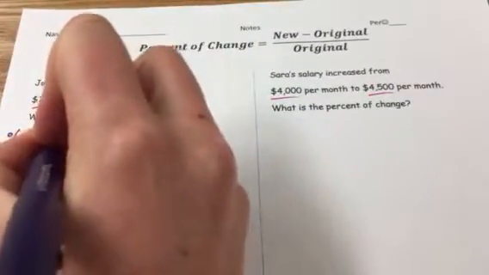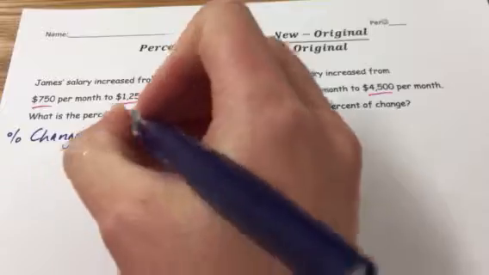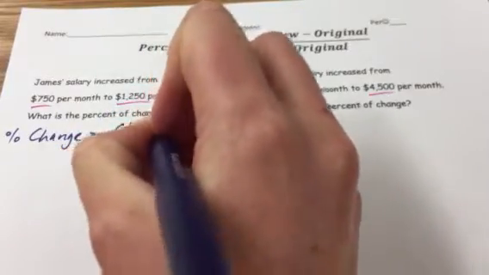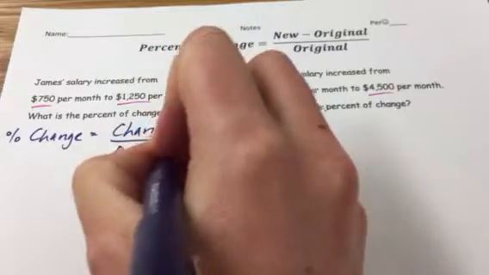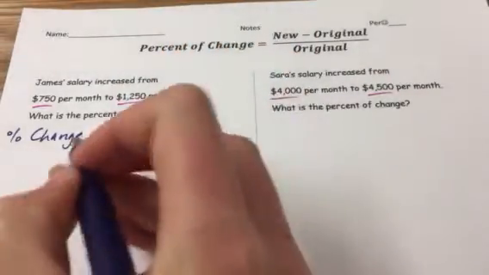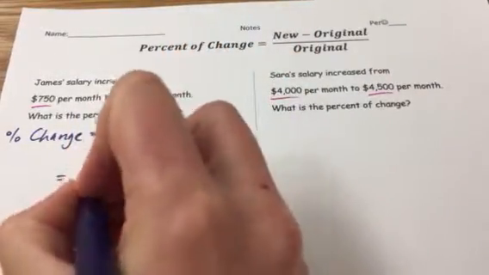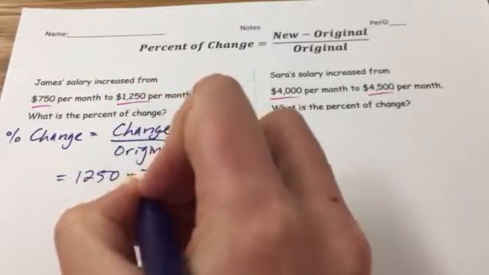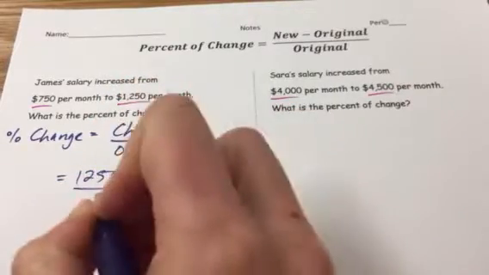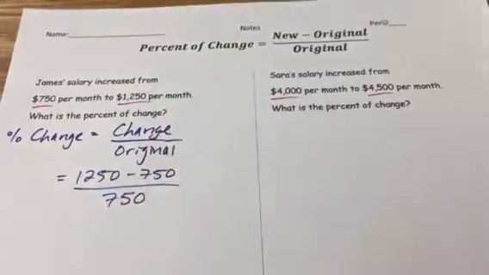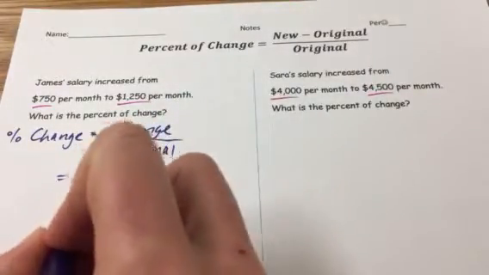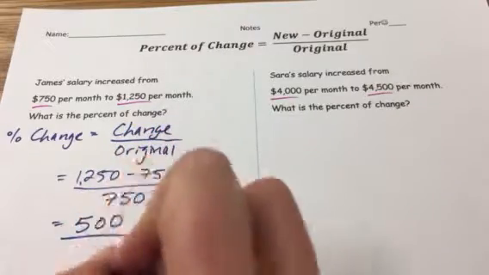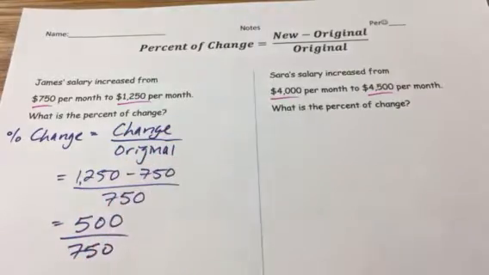So percent of change is going to be the amount of change, which will be subtraction, compared to the original amount. So let's figure out how much did this change first. So we're going to subtract, and then I'm going to compare it to his original 750 bucks. 1,250 minus 750 is 500 out of 750.